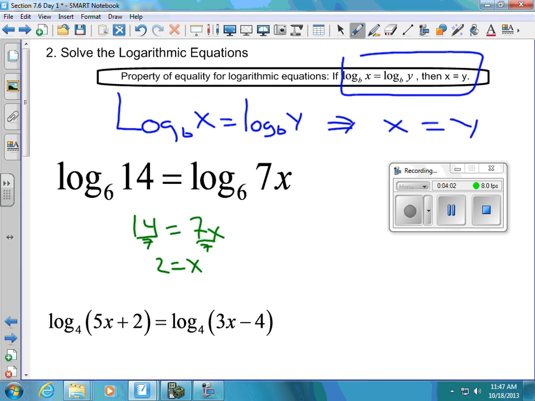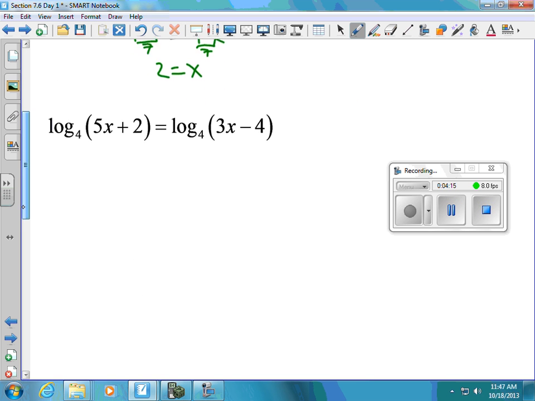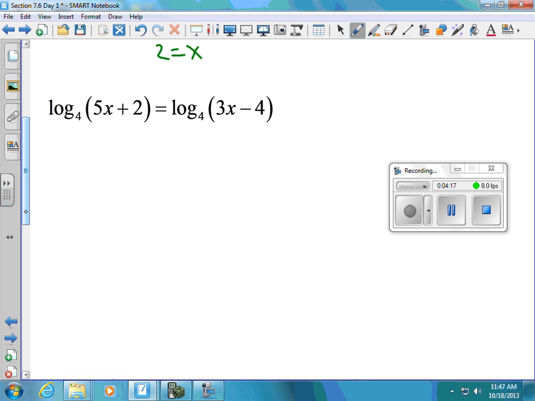Remember, you should always check your answer, especially for logarithms. Always check. When we plug it back in, we get 2 times 7, which is 14. Log base 6 of 14 is the same as log base 6 of 14. We're going to do more checking as we go, but you have to verify your answers because sometimes we get what you call extraneous solutions.